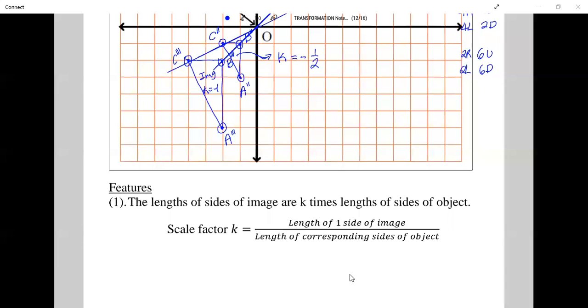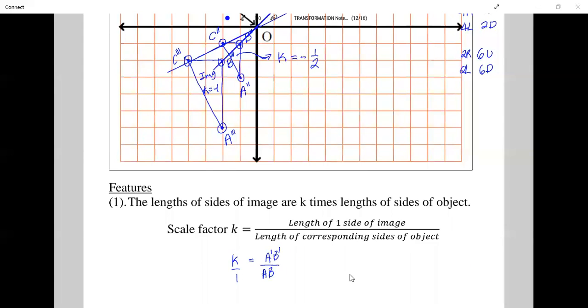Feature 1: the lengths of sides of the image are k times the length of the sides of the object. So here this is saying that the scale factor k is equal to the length of one side on the image divided by the length of the corresponding side on the object. So k would be equal to, let's say, A prime B prime divided by AB.